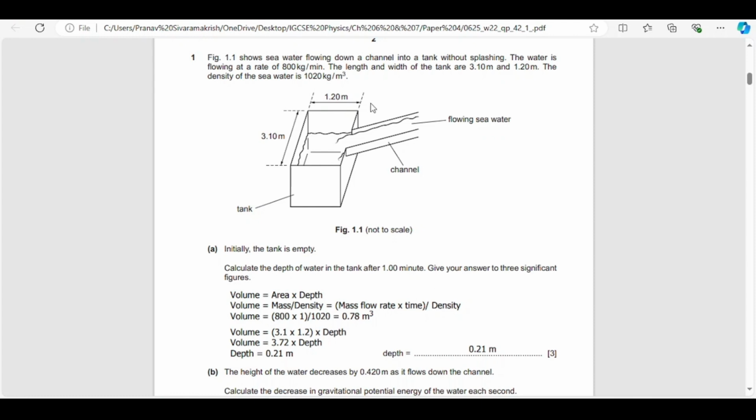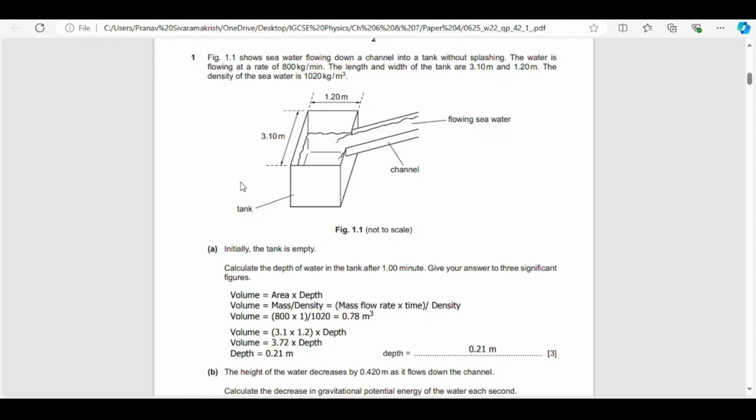The density is 1020 kilograms per meter cubed. We know that the mass flow rate is 800 kilograms per minute, and we want to calculate the depth of water after a minute. So the water has been flowing in for a whole minute, which means the mass of water that would have flowed in would be 800 kilograms per minute multiplied by a minute. So you'd have 800 kilograms of water that would have flowed in a minute, and the density of the water is 1020 kilograms per meter cubed. So this gives us a volume of 0.78 meters cubed that would have flowed in that minute.